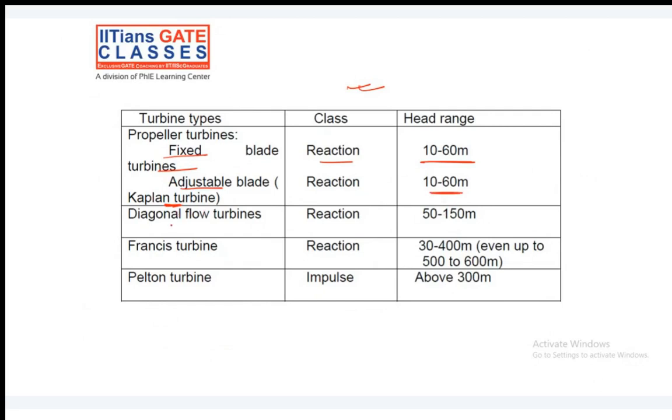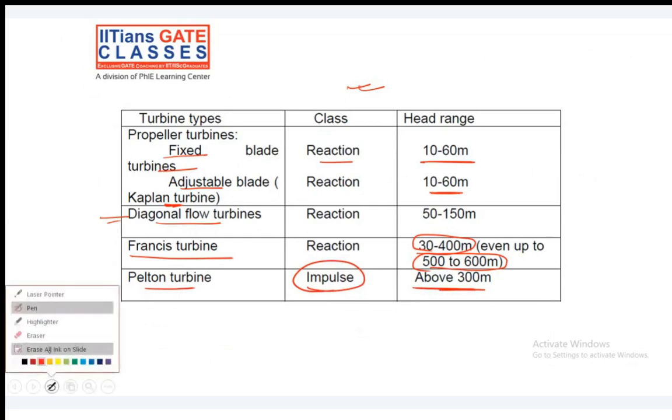Similarly, there is the diagonal flow turbine, not of much importance to you now, but you should know. If you don't remember this one, it's okay. But for Francis turbine, you should know the head lies between 30 meter to 400 meter, though sometimes it can go up to 500 to 600 meter. But for Pelton wheel, I have told you repeatedly, this is an impulse turbine and the head range is above 300 meter.